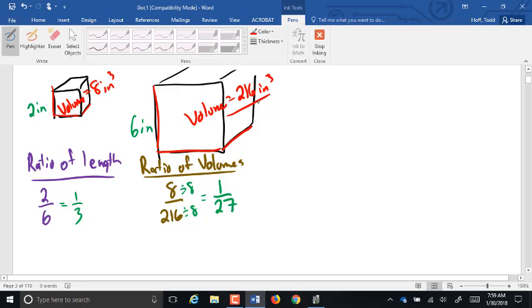Now you asked, does that relationship hold if we do what here? Cube it. What's 1 cubed? 1. What's 3 cubed? 27. So yes, it does hold.